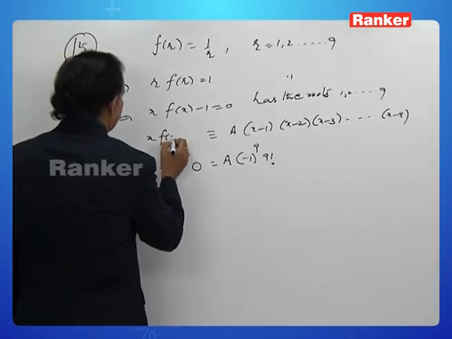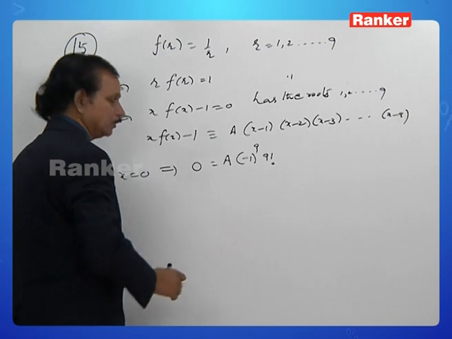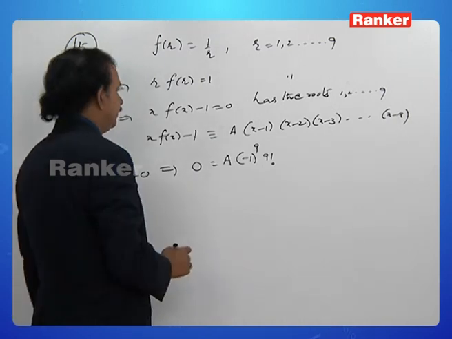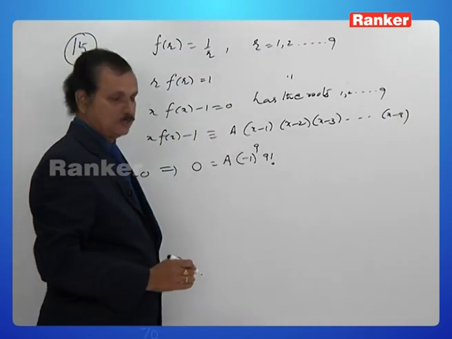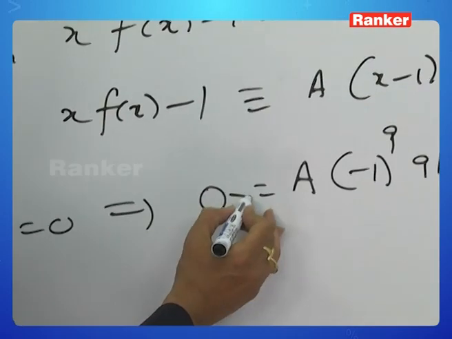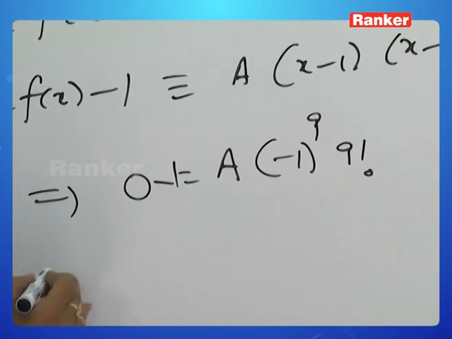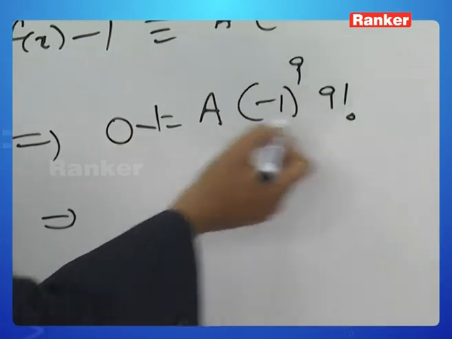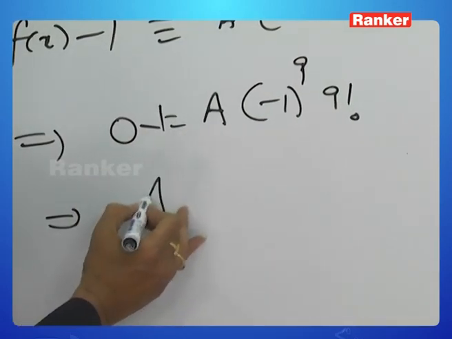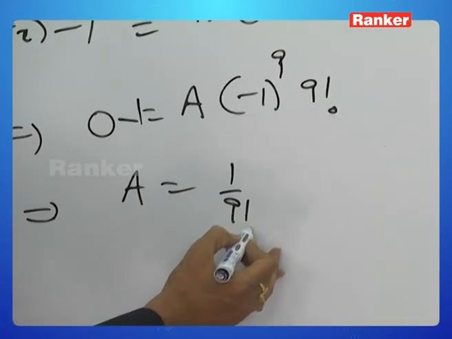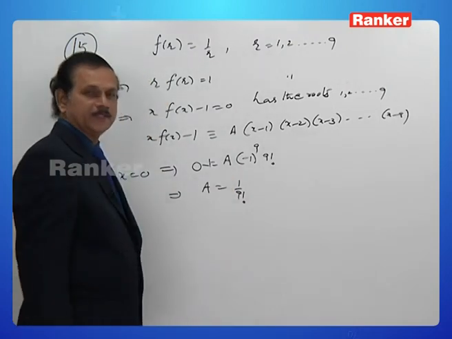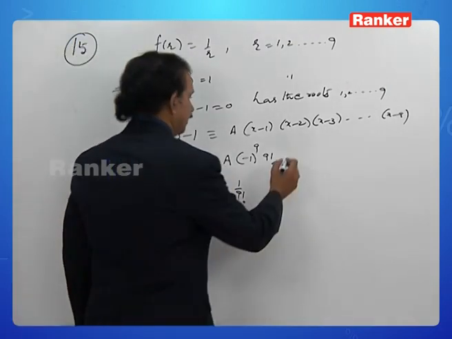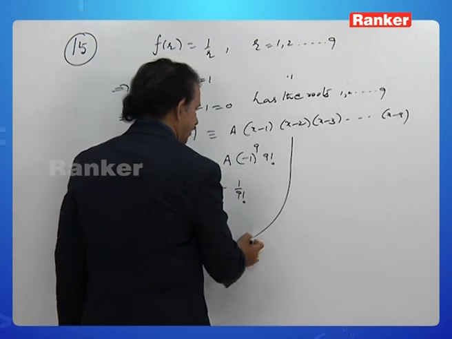x into f of x minus 1 is equal to, because this has those roots, 0 minus 1 is equal to, which implies a into 9 factorial is 1. Therefore, a is equal to 1 by 9 factorial. We could have known what a is.